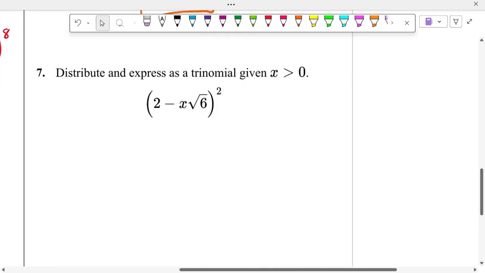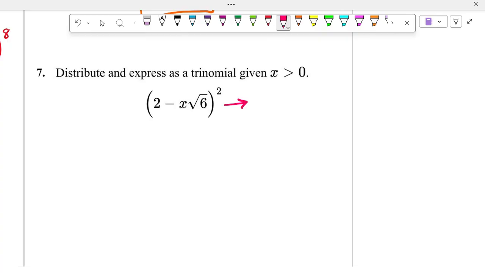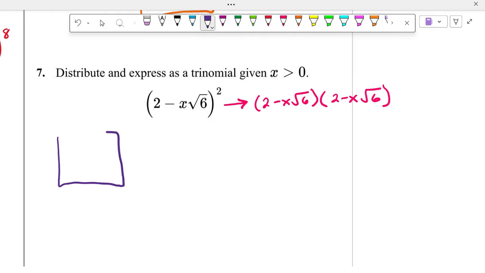All right, 7. So we did one similar to this yesterday, and we did one similar to it in number 1, because this is the same thing as 2 minus x square root 6 times 2 minus x square root 6. So what am I doing? Box method. So if I make my box, I have 2 minus x square root 6, 2 minus x square root 6.